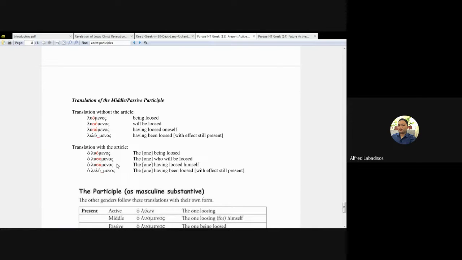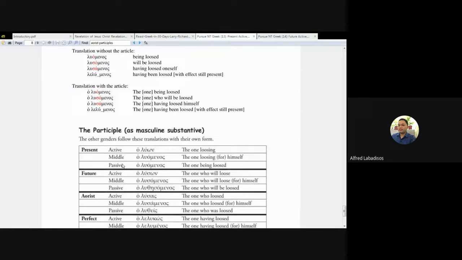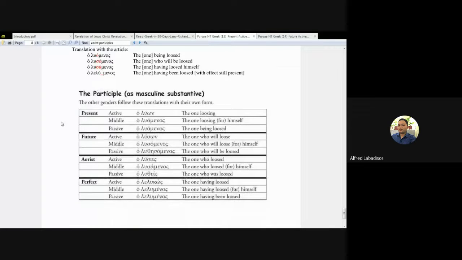The translation with the article: the one being loosed, the one who will be loosed, the one having loosed himself, and the one having been loosed. Also this chart here, you have to familiarize yourself with it. These are the translations. For now, we are discussing the present. On Thursday, we will discuss the future participle, the forms of the future participle.